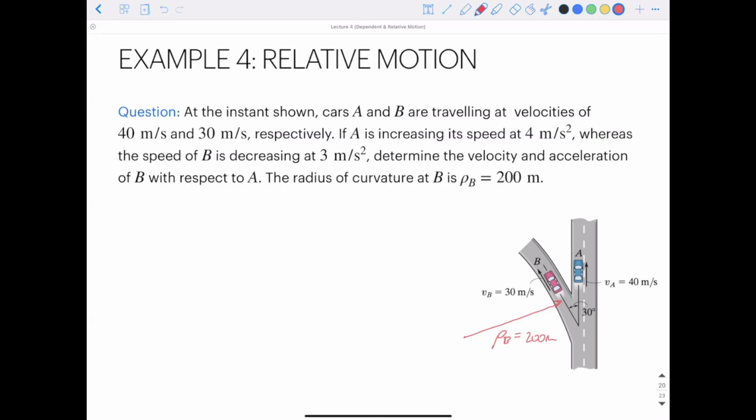So where would we begin? First, write down what we want to find. We want to find the velocity of B with respect to A and the acceleration of B with respect to A. So we know that these equations are just equal to the subtraction of the absolute velocities and absolute accelerations. So let's find equations for the absolute velocities to start for each of those vehicles.